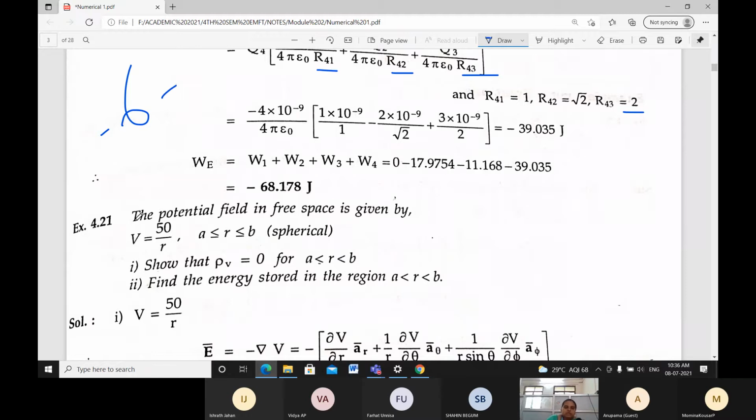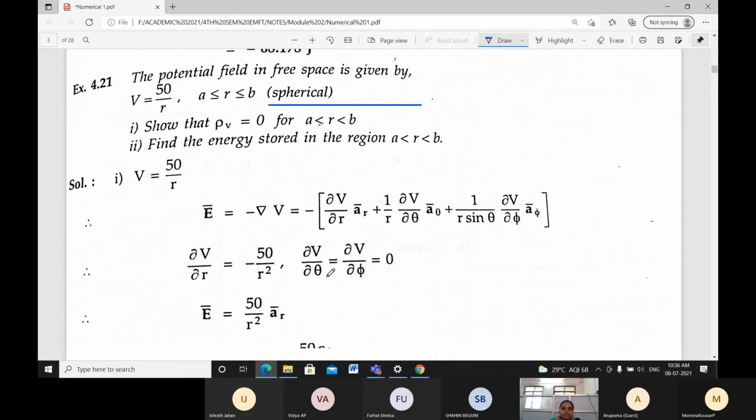Okay. Next, the potential field in free space is given by V equal to 50 divided by r, where r is in between a and b. Observe here it is a spherical coordinate system. We have to show that our rho v is going to be equal to 0 when r is in between a and b. Next, find the energy stored in the region in between r, when r is placed in between a and b, it is asked for us.